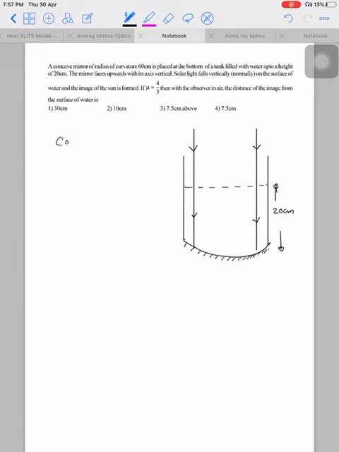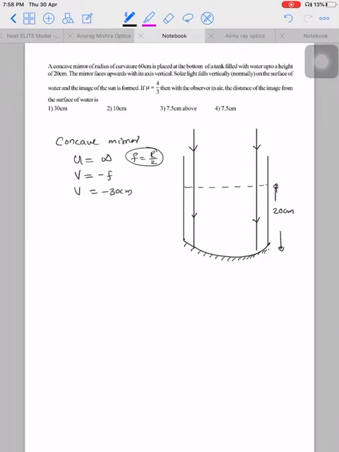Therefore, for the concave mirror, object distance u is equal to infinity. Therefore, image is formed at the focus of the mirror. So, v is equal to minus f. Minus f is because the image is in front of the mirror. Focal length is given as minus 30, because radius of curvature is 60. Focal length f is equal to r by 2. Therefore, v is equal to minus 30 centimeter.